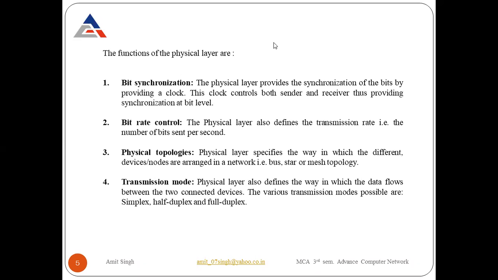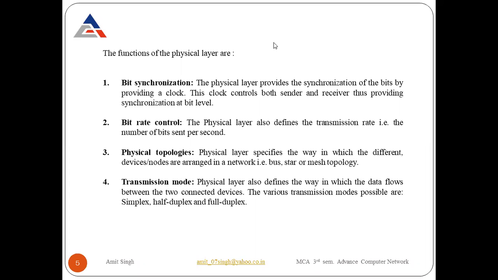The fourth and the last is the transmission mode. The physical layer also defines the way in which data flows between the two connected devices. The various transmission modes possible are simplex, half duplex, full duplex. The fourth function of the physical layer is that it can decide the mode of transmission. We have three different modes.